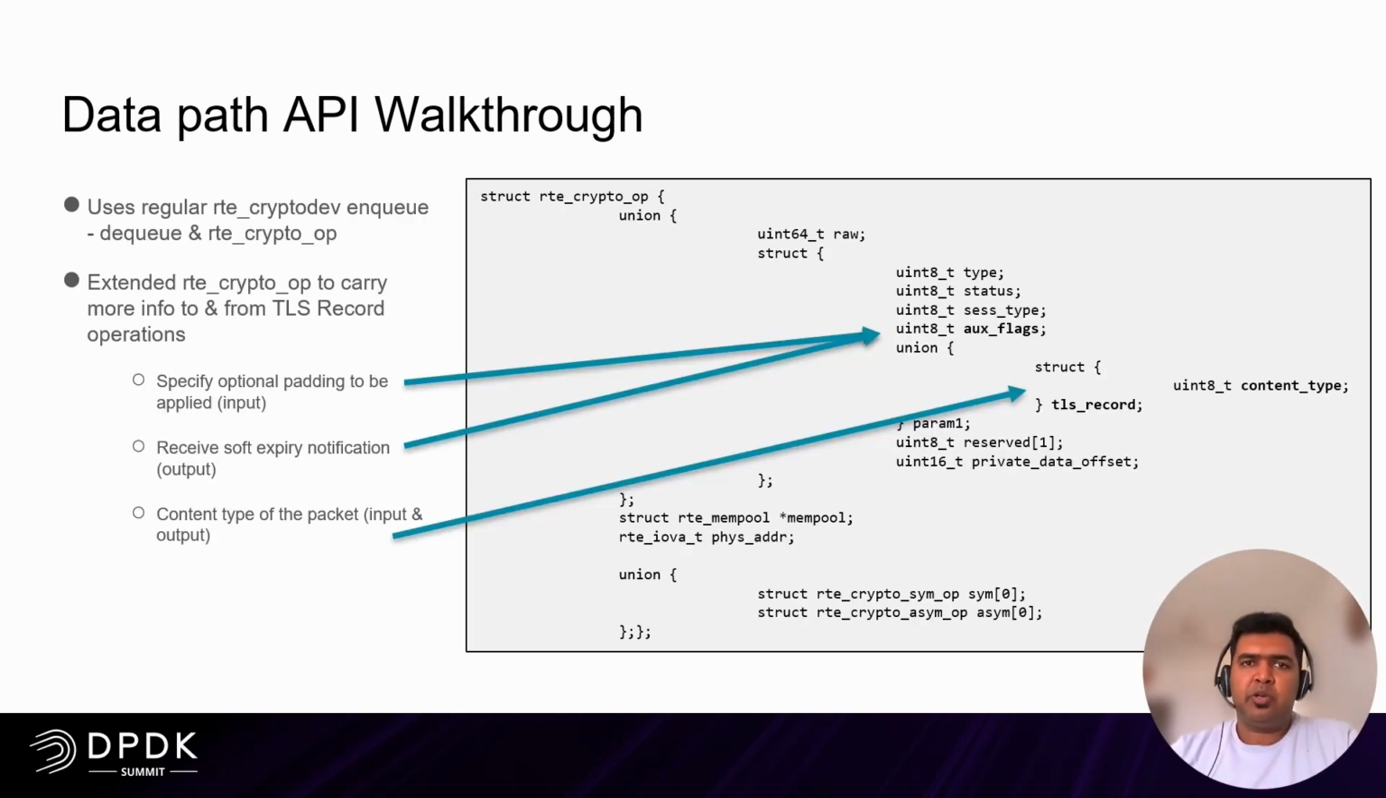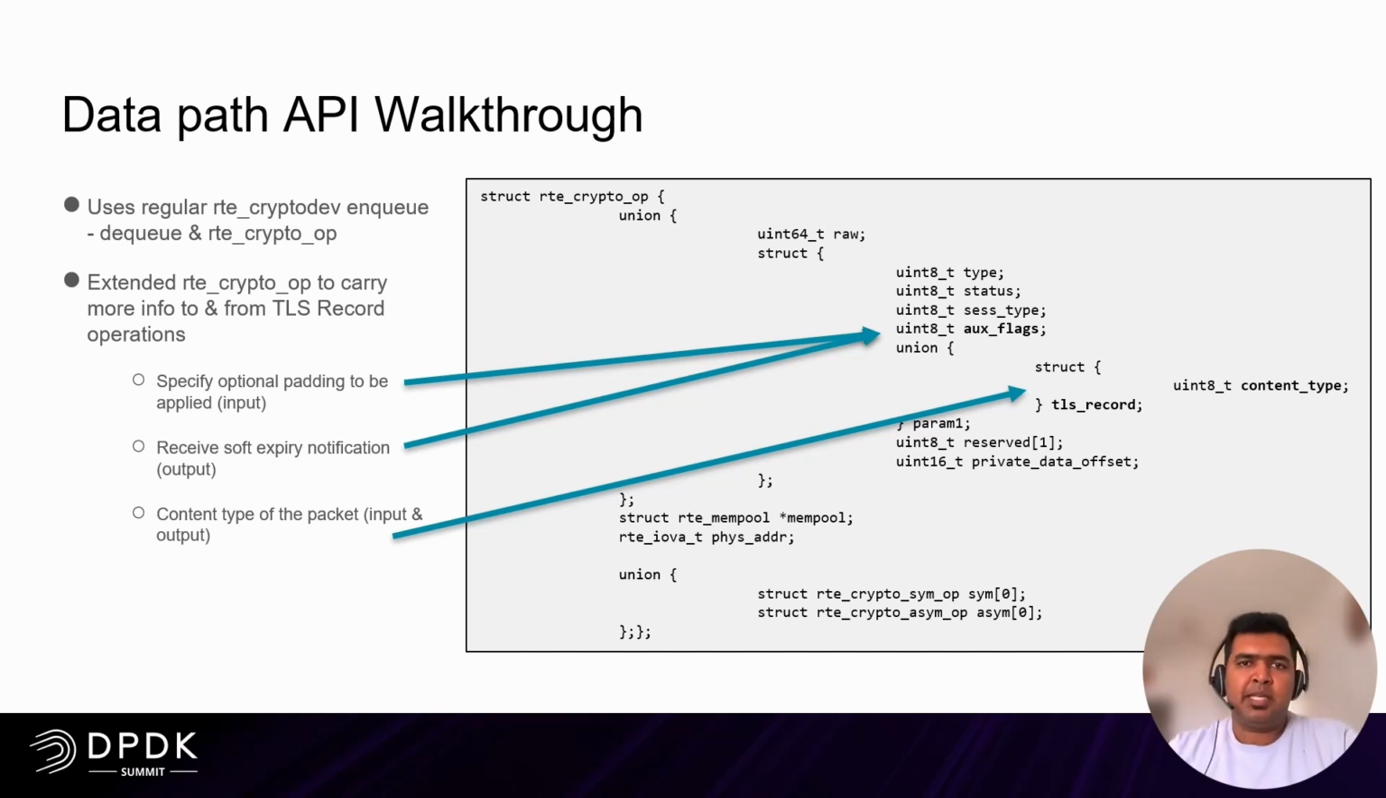Data path for crypto devices which support RTE security is enabled using standard RTE cryptodev APIs. That is rte_cryptodev_enqueue_burst and dequeue_burst for the data path. As we discussed earlier, TLS record requires some more additional inputs than what was required for other existing offloads such as IPsec. One use case is padding, where an application can request the TLS record protocol to add more padding than the default padding. RTE crypto had a field called aux flags, which we repurposed to allow the application to pass this padding info to the security device.